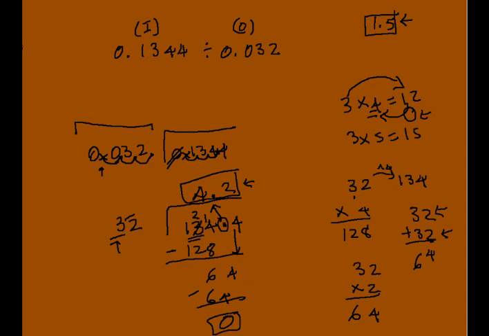Let's look at another problem here. So let's say that you have 58.092 divided by 82. And they ask you to round your answer to the nearest thousandth.